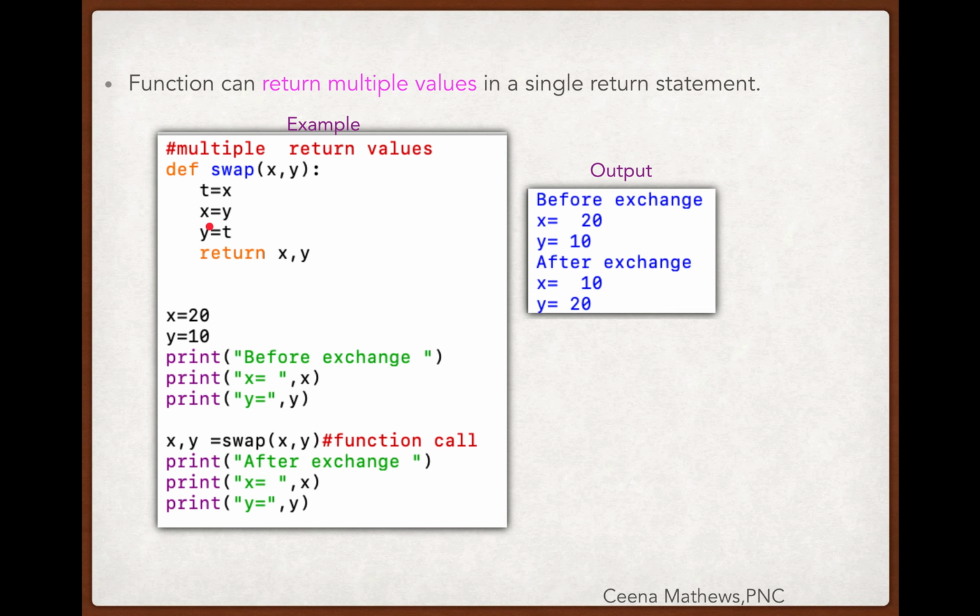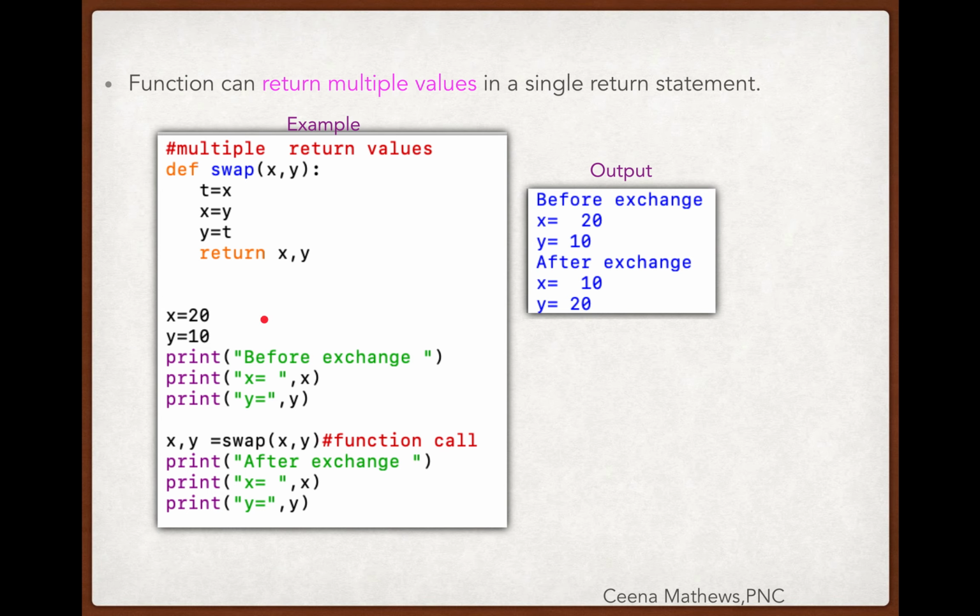We use three statements inside the function. We use a temporary variable t for assigning the value of x, and then to x we assign y, and then to y we assign t. Since both the values of x and y are changed, we need to return both values to the called function. So here we return both the values of x and y using the return statement. This will be returned as a tuple, and you can see in the function call where the function was called, that is, swap of x, y.